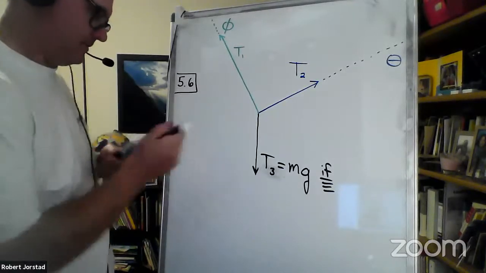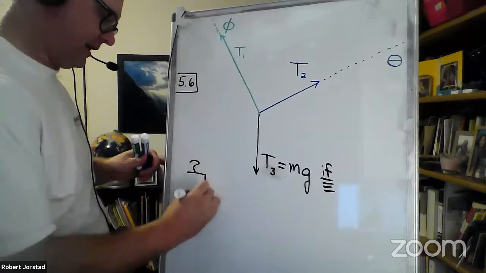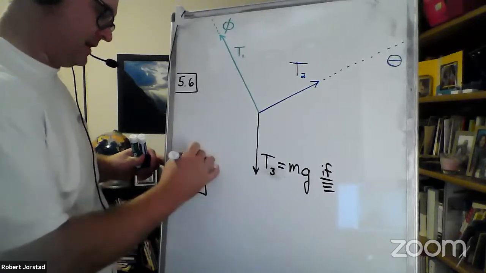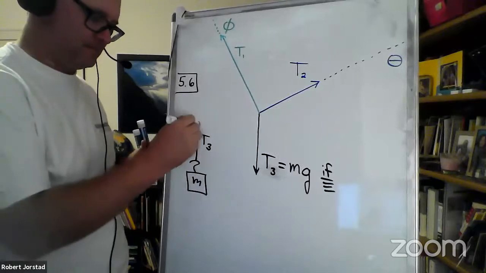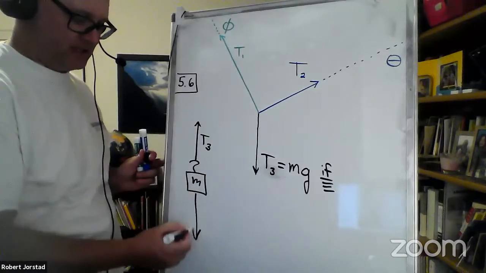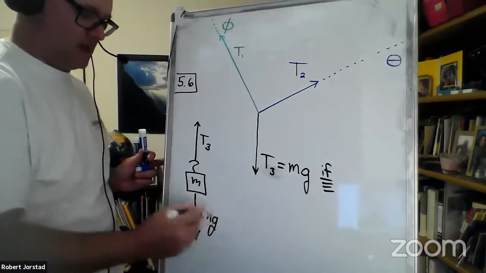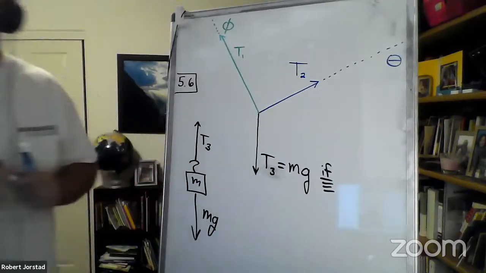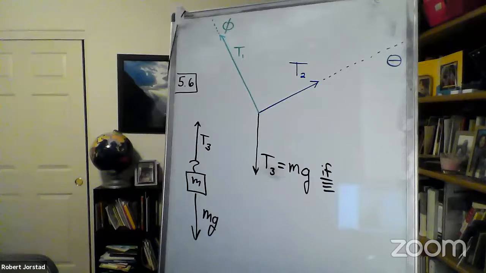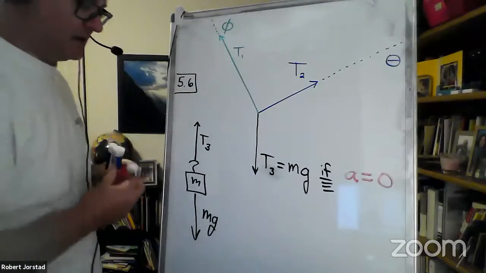And I'll give you a hint. Here's that weight that's hanging down there. And then there was a tension pulling up on it, tension 3, right? Obviously, there's mg downwards. Under what circumstances does tension 3 magnitude equal mg? When acceleration is 0? That's right. So that's what I want you thinking about there.